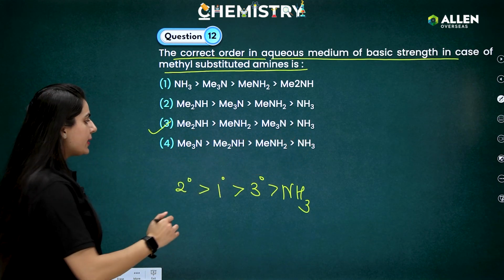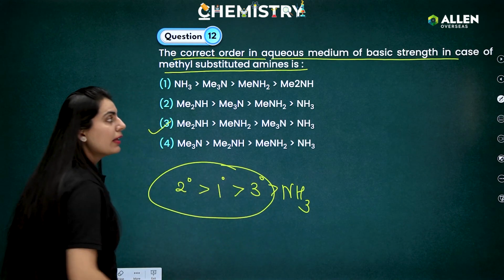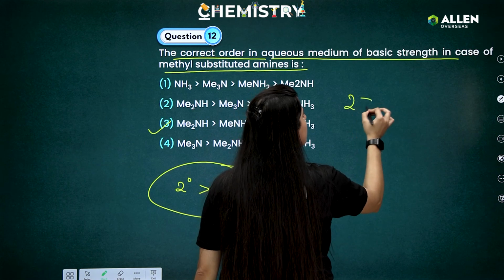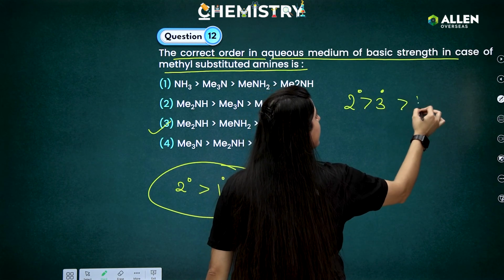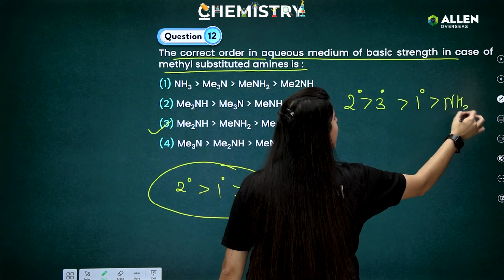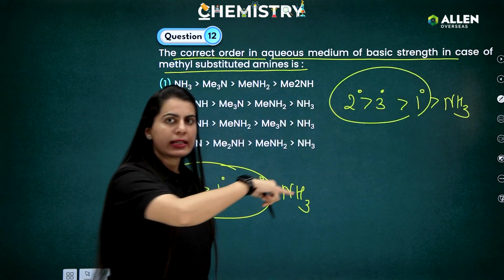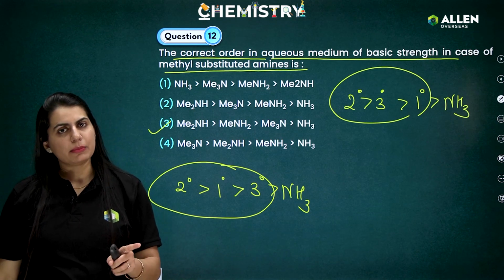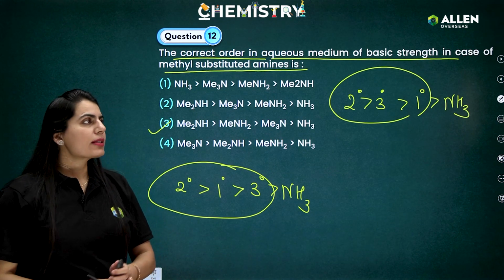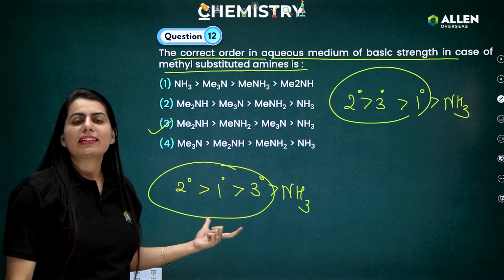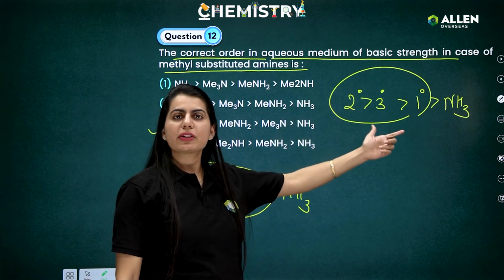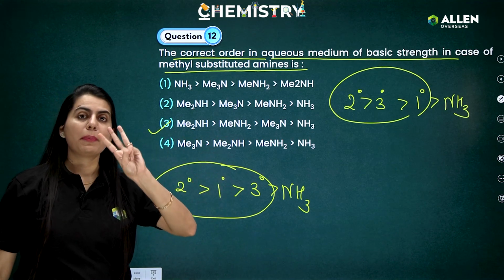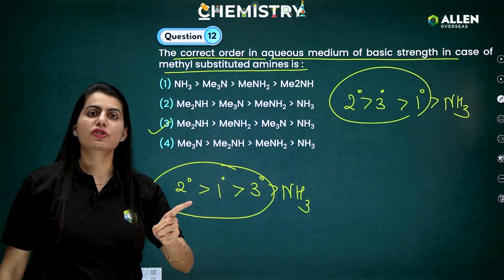We'll keep in mind this particular order, 213. If it is the case with ethylamines, then the answer is 2, 3, 1 and then ammonia. So keep this in mind, 231 is the order for ethylamines and 213 is the order for methylamines. Methyl is a smaller group, so the number is 213. Ethyl is a bigger group, so the number is 231. So the answer for this particular question is 3rd, based on the 3 factors which affect the basic strength in aqueous medium.